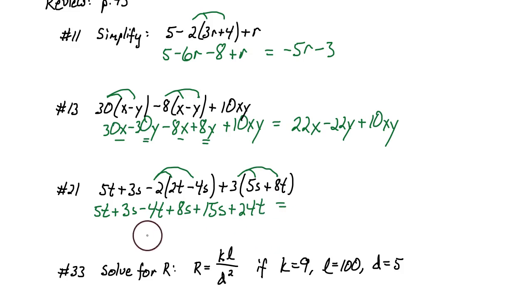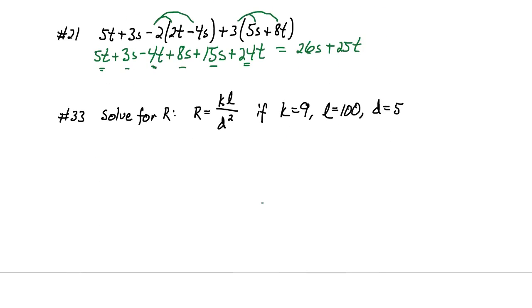Now look for like terms, perhaps starting with the letter s. We have 3s plus 8s, which is 11s, plus 15s, which makes 26s. Now the letter t, 5t minus 4t makes 1t, and then add 24t makes 25t. Before going to the next problem, let's take one last look to make sure that we have gotten every term and haven't skipped any.